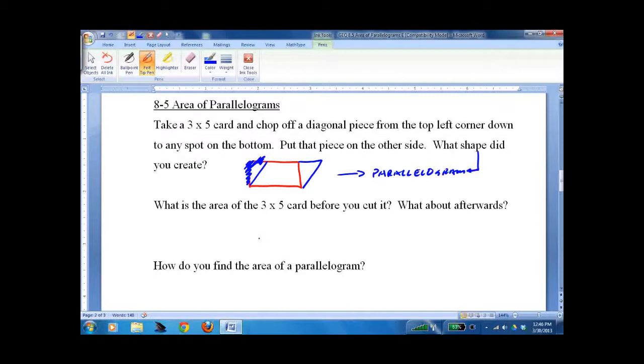So what was the area before? Well, if it was 3x5, and that's usually in inches, area is just base times height. 3 inches times 5 inches is 15 inches squared. What is it afterwards? Well, clearly we haven't thrown any of the paper out, so it's the same. Nothing's changed.